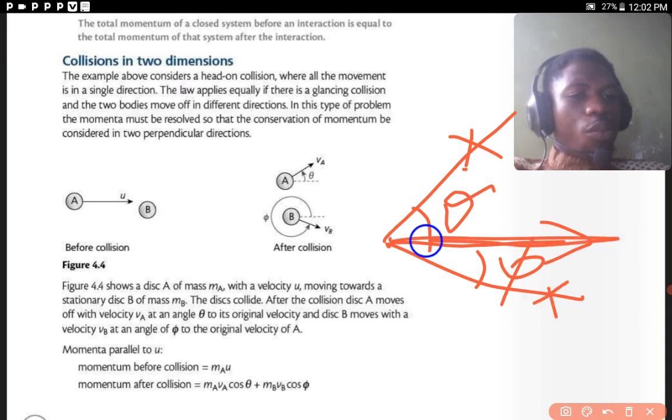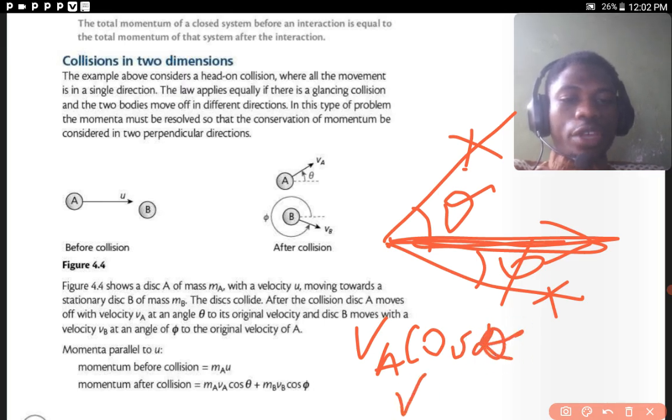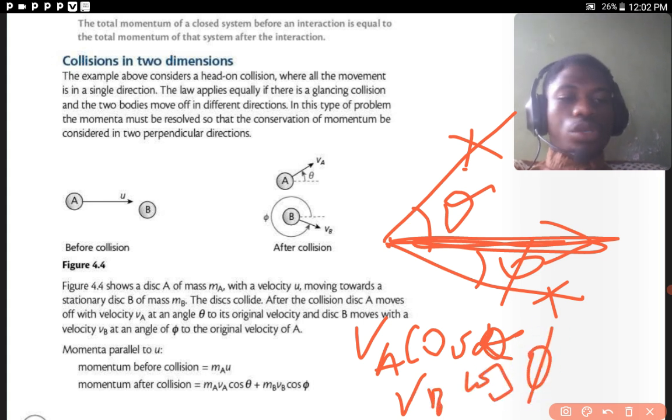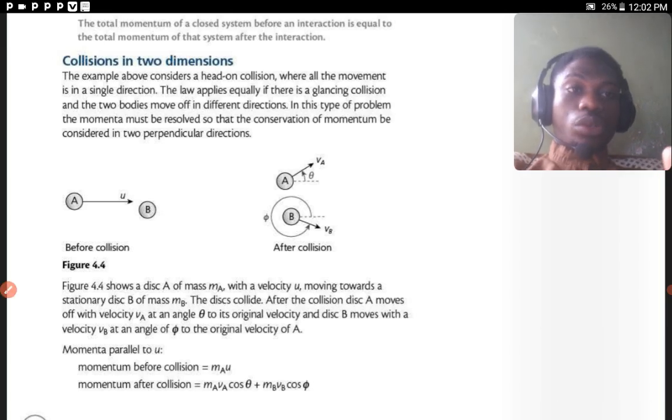That is why you are having VA cos theta, and then you are also having VB cos phi. So I hope you don't have any issue with that. You can comment. If you have problem with resolution of vectors, you can comment. I will still do it again and explain better.